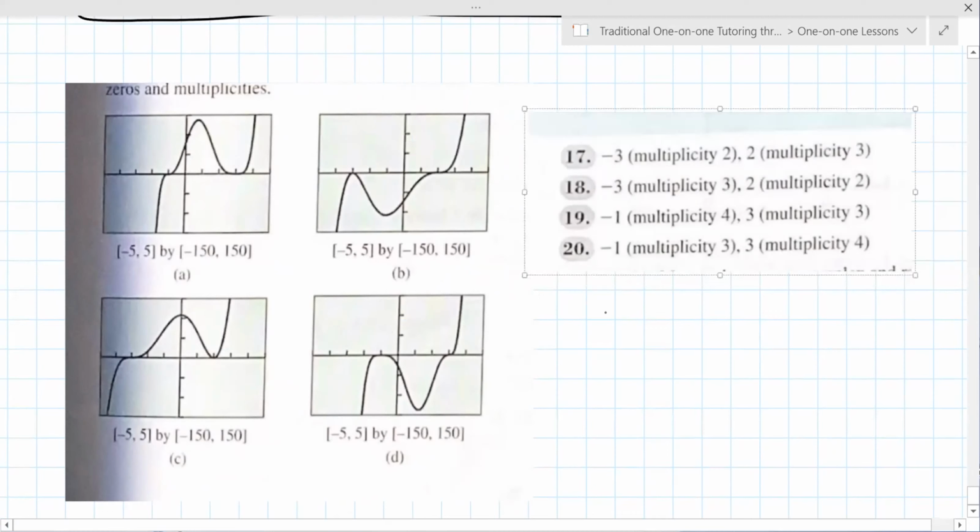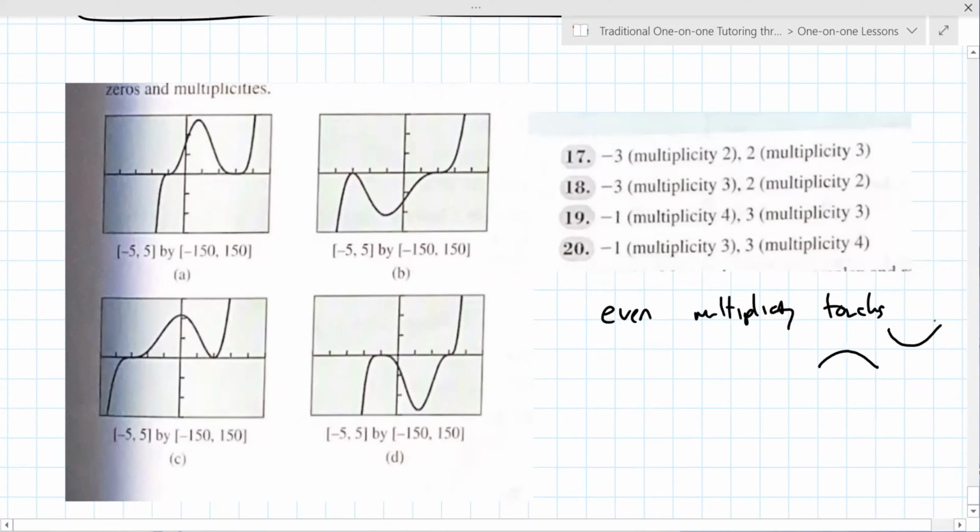Okay, so here is the shortcut. If it has an even multiplicity, it touches. That means it either touches like that or it touches like that. And if it's odd, it crosses. So it crosses, and that's either like it goes like that or it goes like that, or it could even bend, but it definitely goes across here. Okay, so let's look at -3. It has a multiplicity of 2. So that means it touches at -3. See how it touches right there at -3?